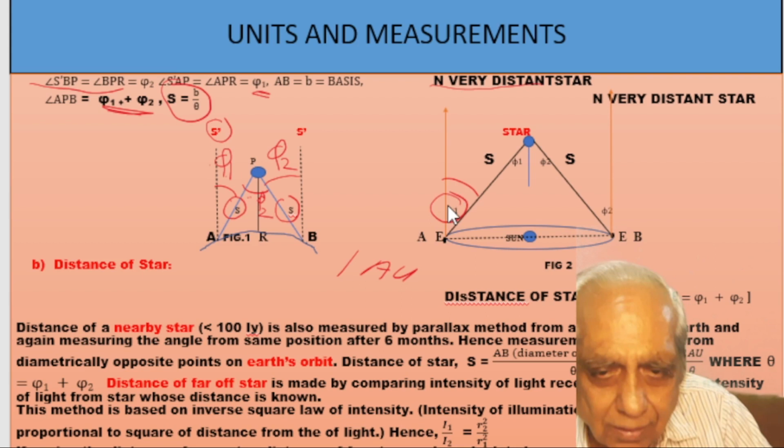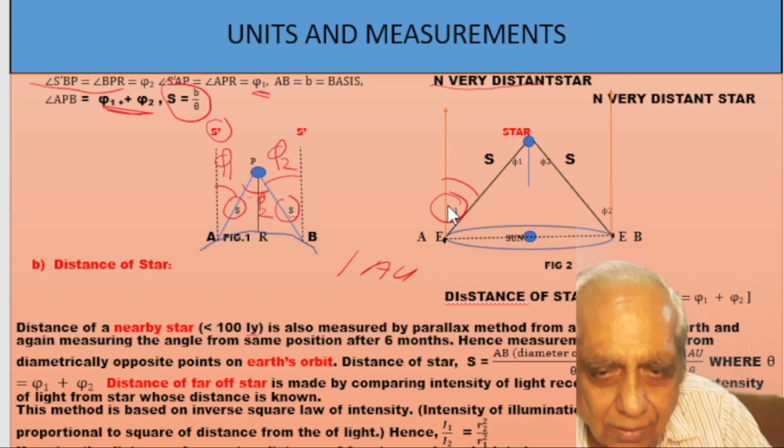Now what will I do? I will wait for 6 months. After 6 months, my earth which was at A will come to B. Now I will again look at the same star against the very distant star, which is very far away, and this angle I will call phi 2. So this is my phi 2.